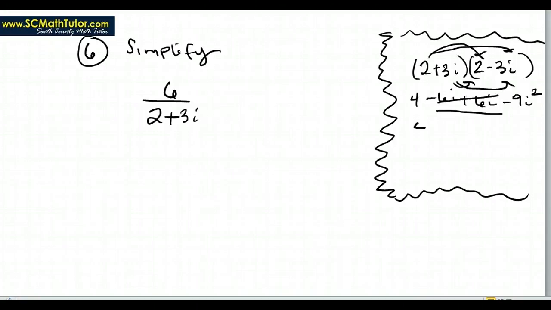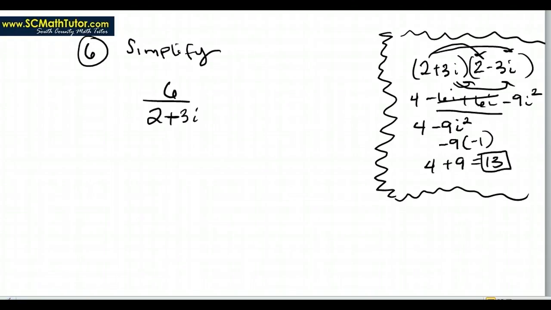That cancels out. So this is 4 minus 9i squared. Well, i squared is negative 1. So that negative 9i squared now becomes positive 9. 4 plus 9 is 13. Notice what happens. We went from a complex number problem and we got a real number. Well, it turns out that always works.